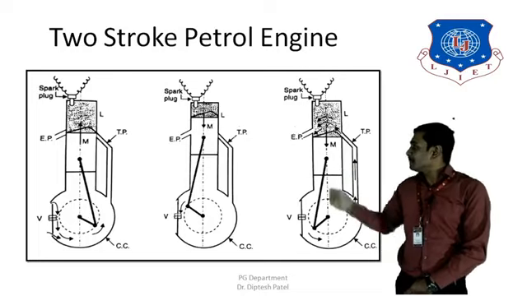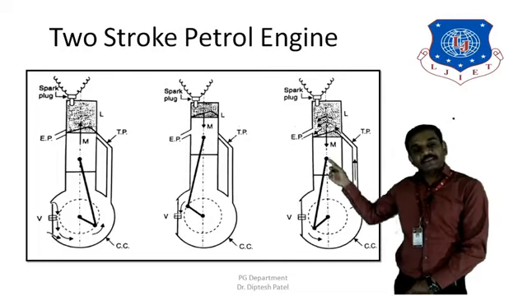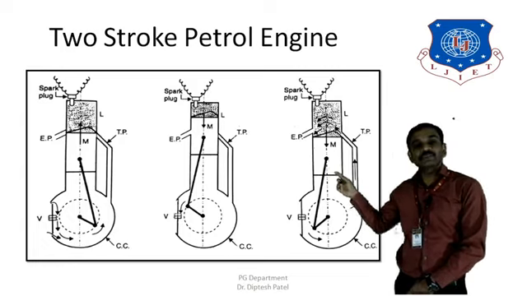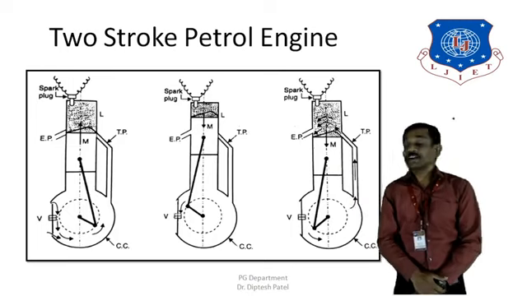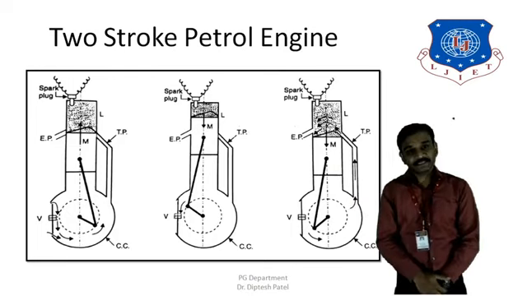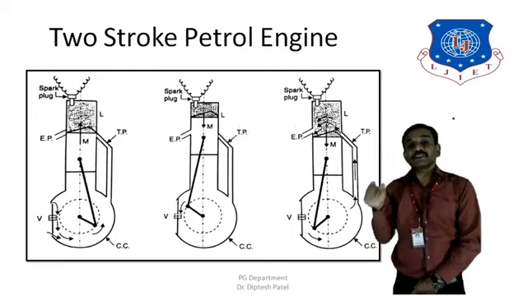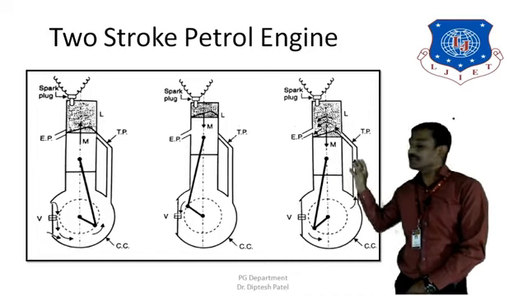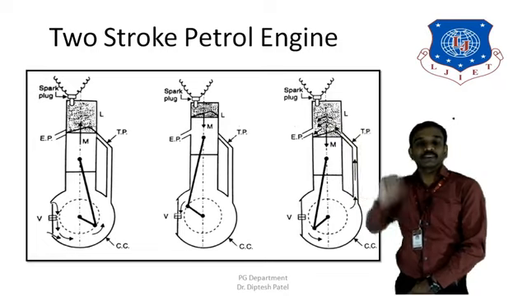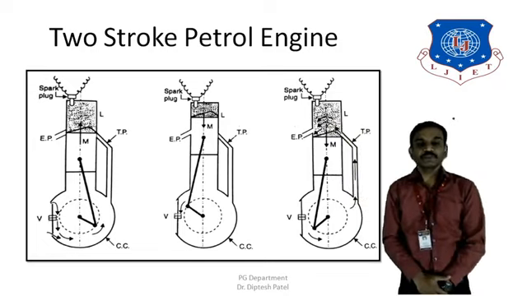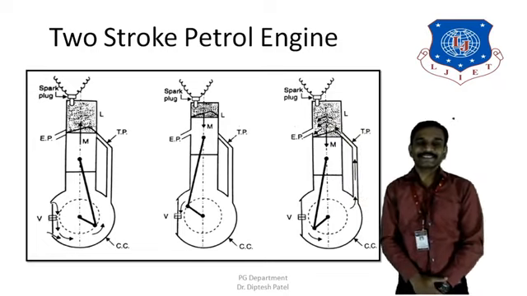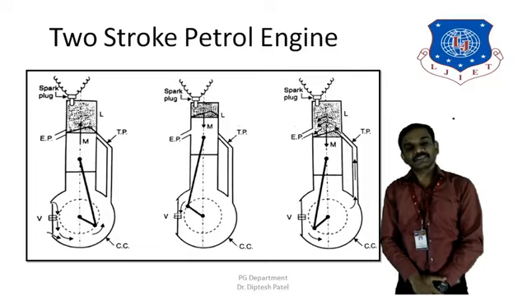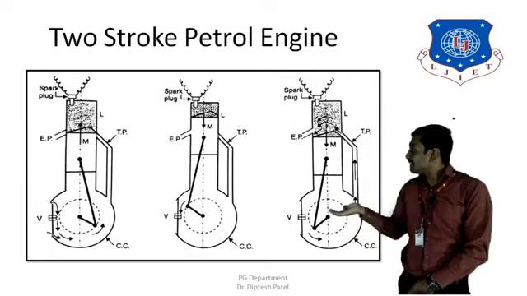Now the fresh air and the mixture of fuel would be taken into the crankcase through the inlet port, which is provided in the crankcase. Now this mixture would remain in the crankcase and then transfer to the cylinder through the transfer port. So in the first one, the exhaust gases leave and the fresh charge enters through the transfer port. In the second one, you can see the compression takes place.